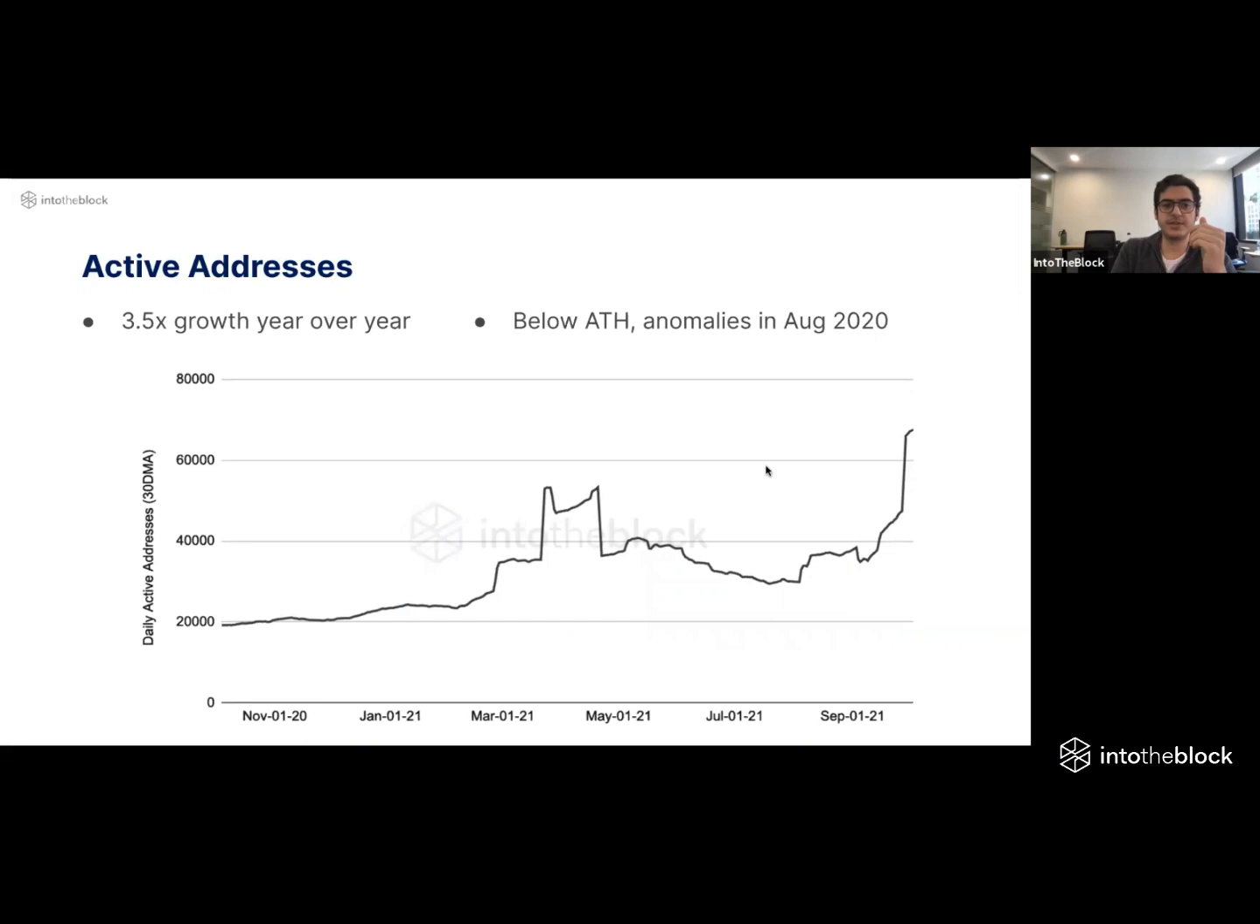In terms of active addresses, there's also an increasing amount of activity, so 3.5x growth, from 20,000 to around 65,000 year over year. And there was a period of high activity in August 2020. I couldn't really find a particular reason, if it had to do with some announcements of them launching more DeFi applications. But so far it remains below those all-time highs hit in November, but those were more sudden spikes. This of course is a 30-day moving average, but it remains relatively on an uptrend.